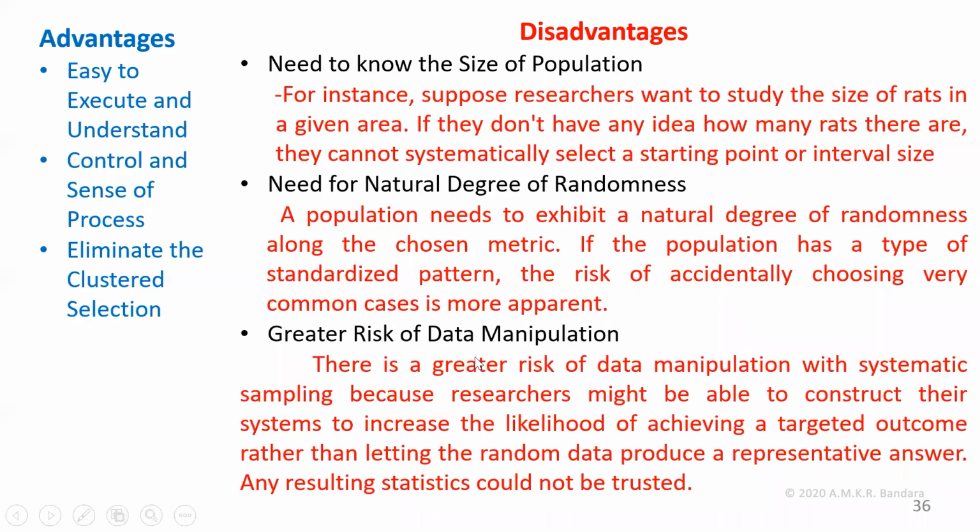Another disadvantage is that we have a risk of manipulating data. The researcher can select the first individual as he wants, and then the selection of the other individuals will be as he expected because there is a pattern. If he somehow manipulates the first individual selected, then the other individuals will be as he expected if there is a pattern.